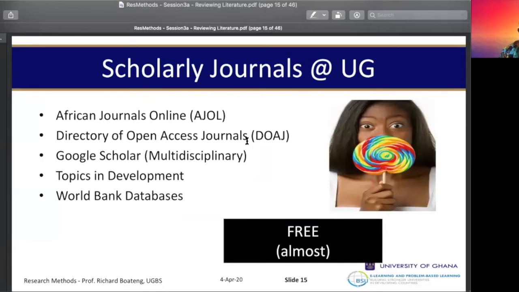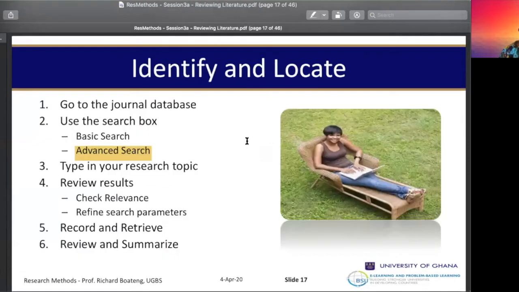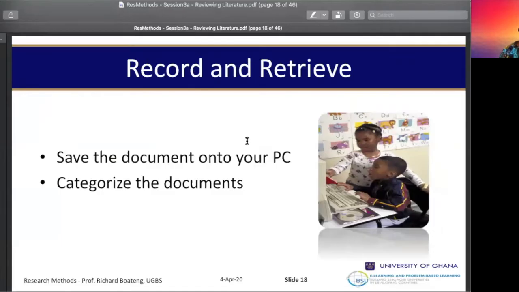Then from there, I went on to demonstrate to you how to register for off-campus access and how to identify and locate literature using advanced search, and the appropriate way of saving your materials or the papers you have downloaded from the internet onto your computer, giving them an intelligent naming system.